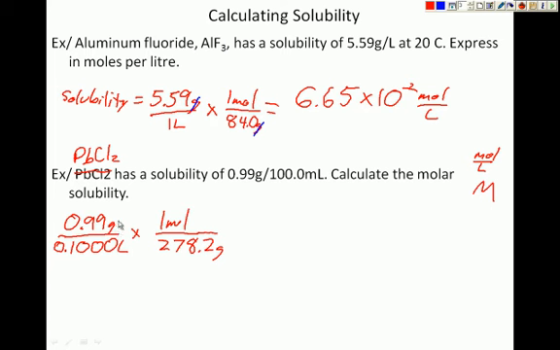Our grams is going to cancel out, and we're left with a unit of moles per liter, or in other words, molar solubility. And what we get is, well, 2 sig figs divided by 4 sig figs, and then again divided by another 4 sig figs. We get an answer that is 2 sig figs. So that's going to be 3.6 times 10 to the minus 2 molarity.